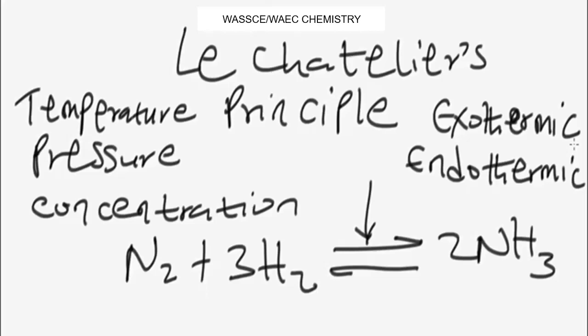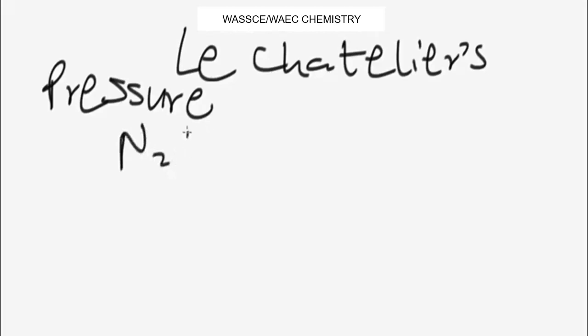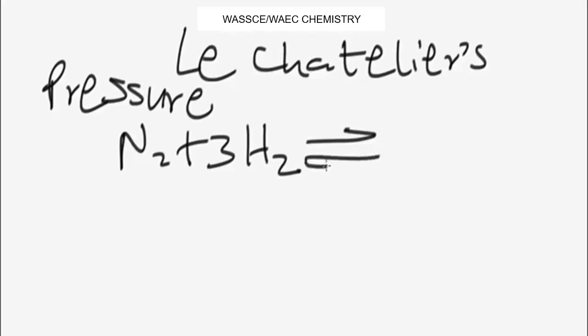Okay, so let's look at pressure factor now. Let's wipe this. So for the effect of pressure on a system in equilibrium, we still make use of this reaction. Nitrogen molecule reacts with 3 moles of hydrogen molecule to give 2 moles of ammonia. Now, note that for effect of pressure on a system in equilibrium, pressure only affects an equilibrium involving gases. Take note of this. It only affects equilibrium involving what? Gases.